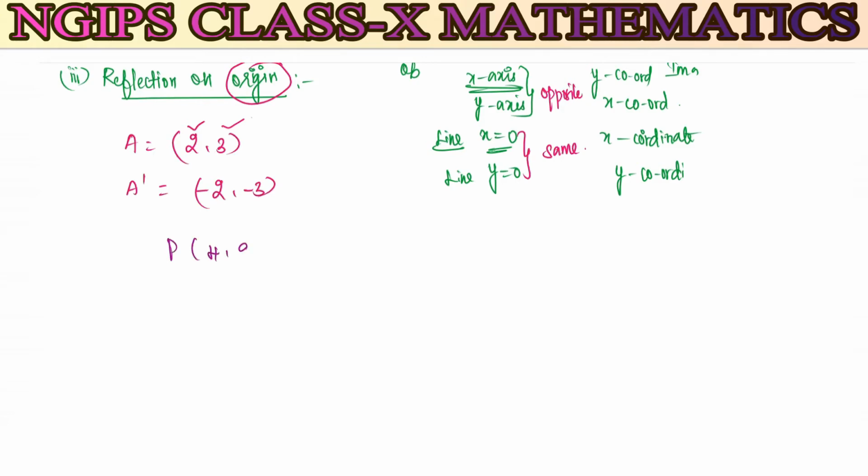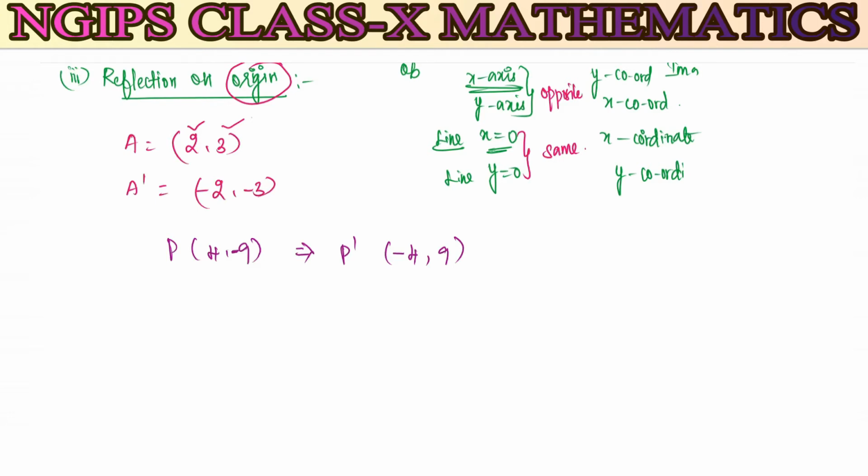So here what we will get, P dash, it is nothing but both the signs we need, both the coordinates we need to change the sign. So 4 will become minus 4 and minus will become plus 9. So this is the reflection on origin. Reflection at a point on the origin. Origin means both the coordinates we need to change. Is it clear to all?